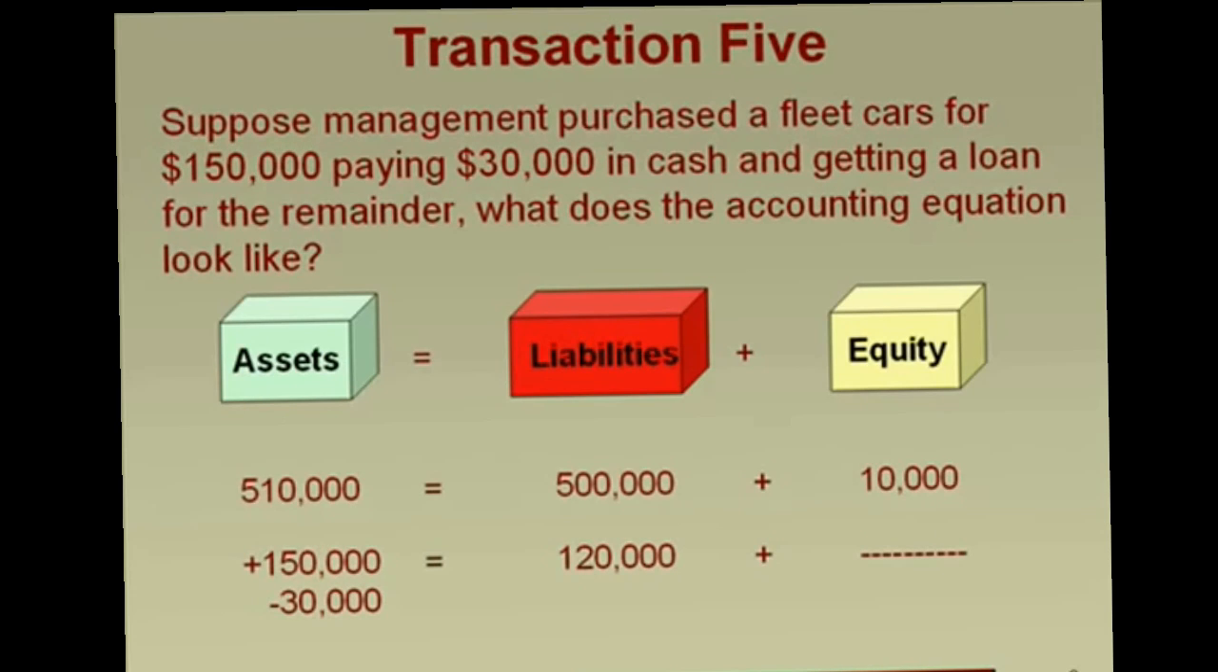One asset, motor vehicles, goes up 150,000. Another asset, cash, goes down 30. Liabilities go up 120,000 because you owe 120,000 to a bank. Equity is not touched, so the final balance looks like this. Assets at 630, liabilities 620, equity is 10. The accounting equation still balances. Let's try the next one.